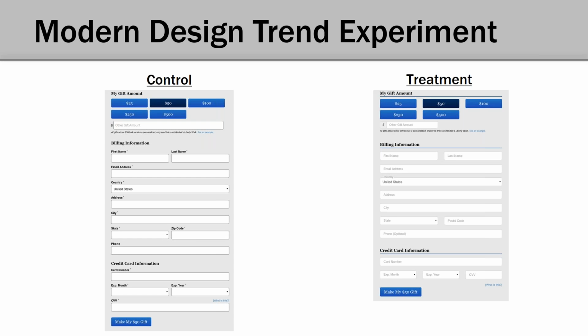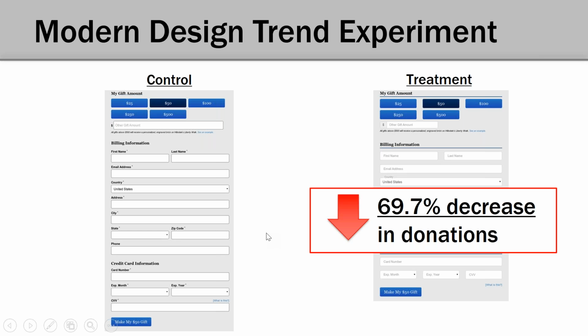And we did an A/B split test using this adaptive placeholder concept, and in our tests, what we discovered is that it didn't help. It actually hurt. We saw a 69.7% decrease in donations by using adaptive placeholders. Now, of course, we'll continue to test this again and see if there's anything else to be gleaned.